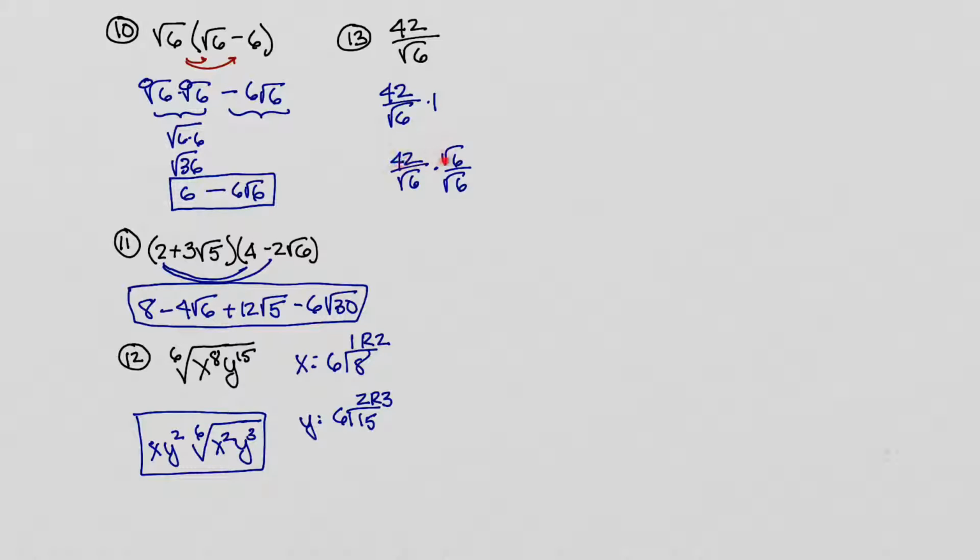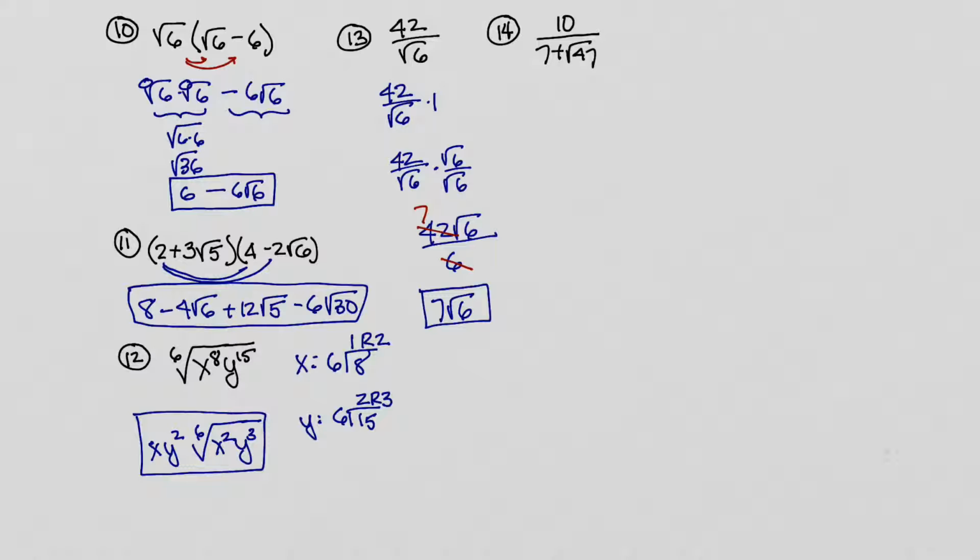I'll multiply the tops together. 42 square roots of 6. And when I multiply the bottoms together, right, square root of 6 times square root of 6, multiply a radical by itself, the radical comes off, and we just get 6. And one more step here, right? 6 will go into 42 7 times. So it turns out this simplifies to 7 square roots of 6. So what we're saying is that this number right here can be rewritten as this number right here.